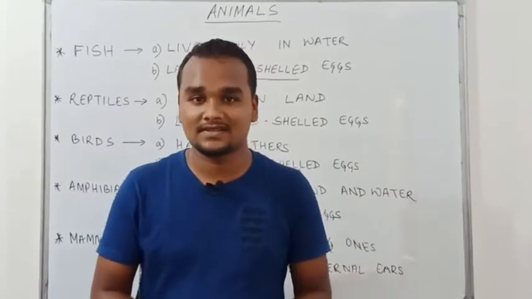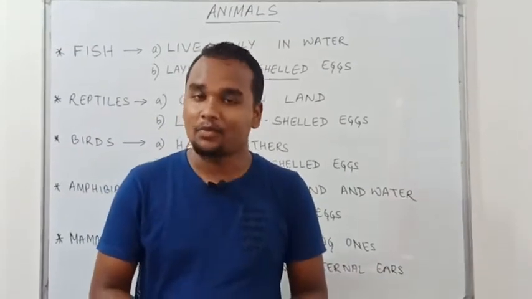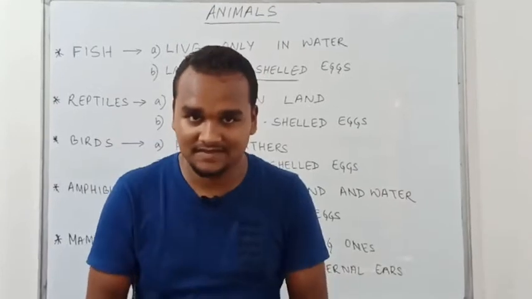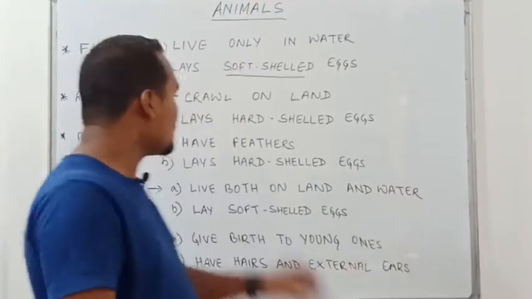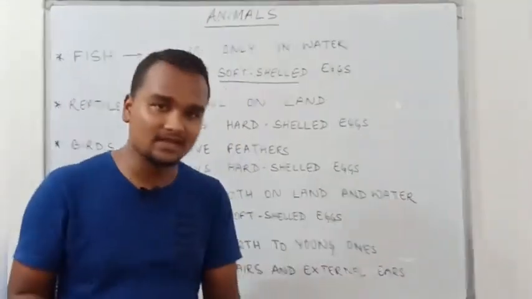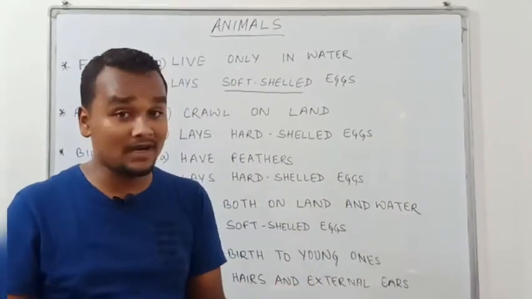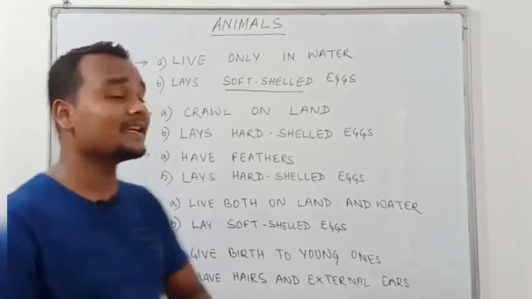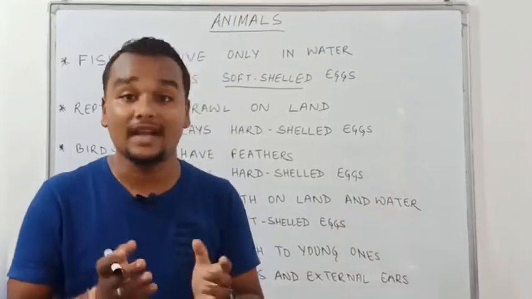Birds have feathers, right? Their body is fully covered with feathers. Yes or no? So it will be the first characteristic, that is, birds have feathers. I hope every one of you has seen a bird. Yes. Then the next one is it lays hard-shelled eggs.